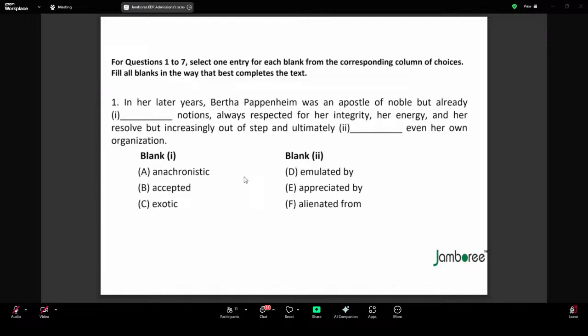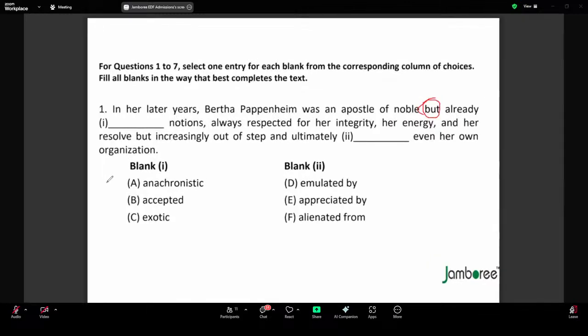In her later years, Bertha was an apostle of noble, so something very positive. Somebody who's a noble person, who's very virtuous and righteous, will do the right thing, but already something. But then it says but. So first I'm thinking that at least I know it's negative, so I'll just look: anachronistic, negative, accepted, positive. This is positive. That means this is the only word I have. This is the only one because noble is positive, but it says but, then a negative word.